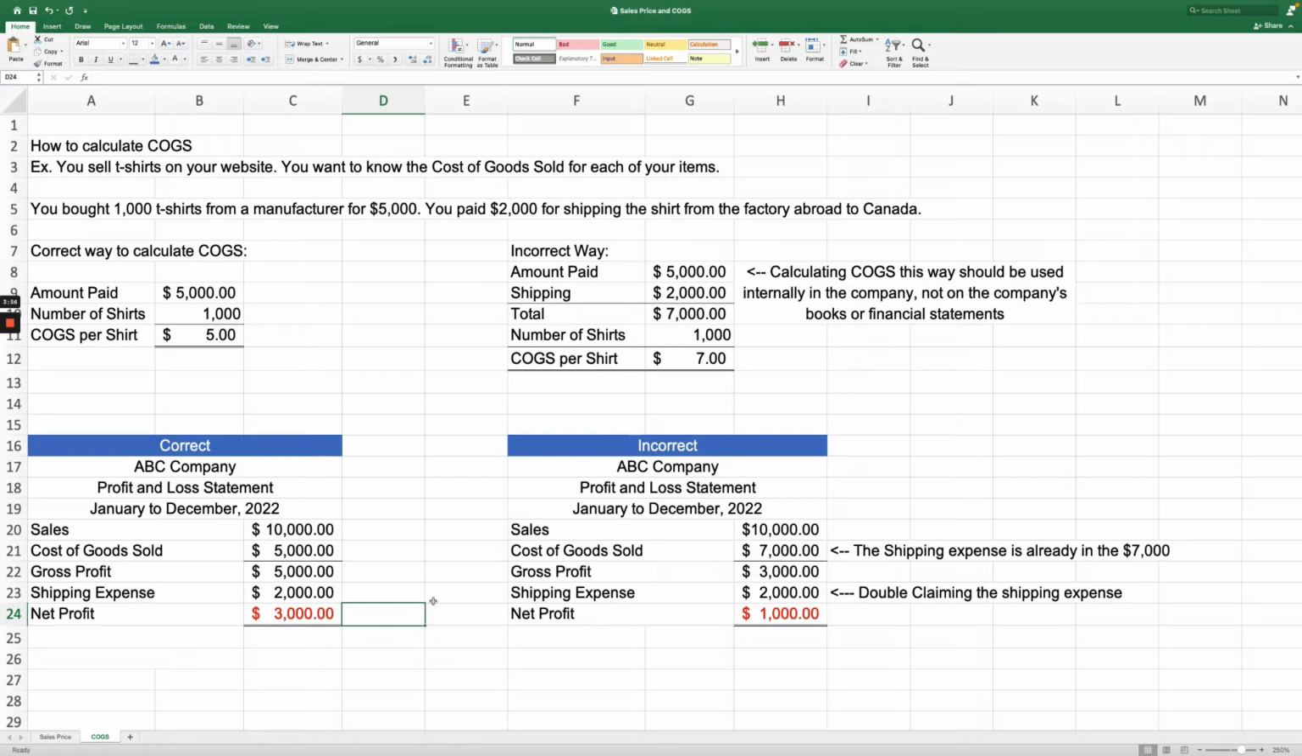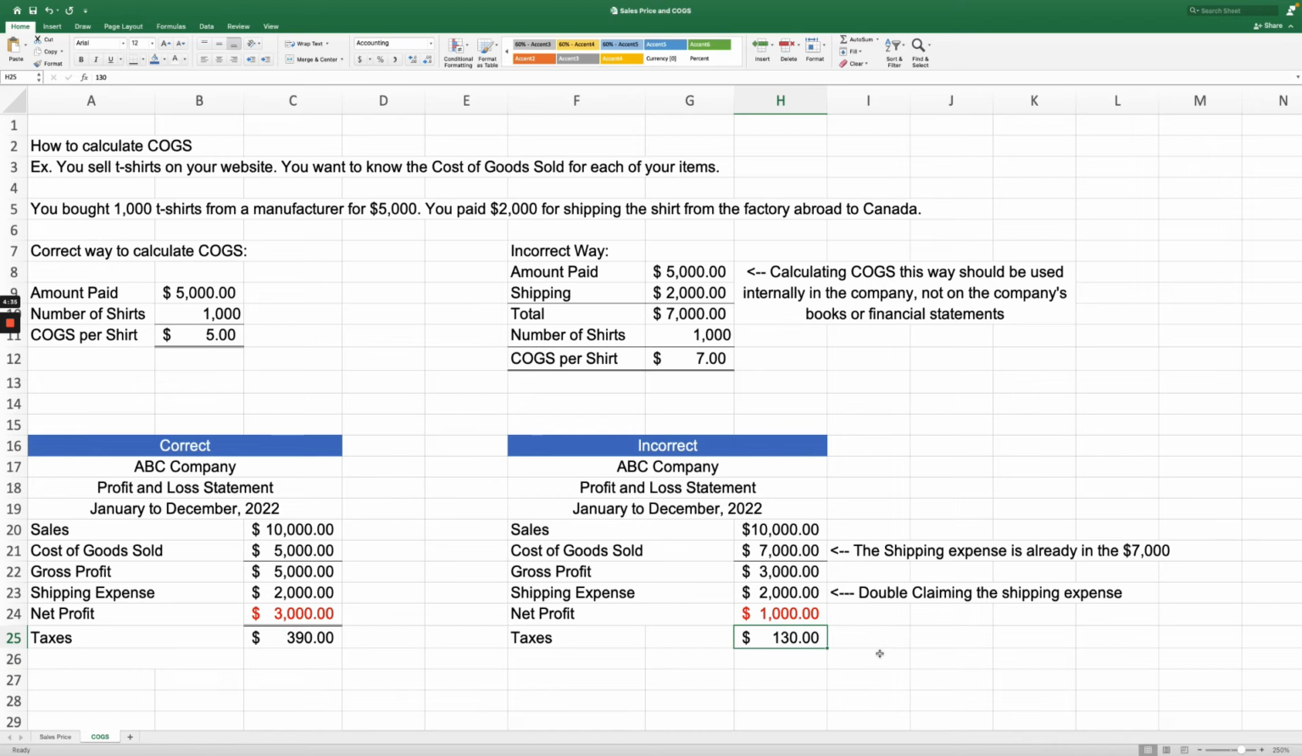And why tax evasion? Because let's say here in Canada, the corporate tax rate is 13%. You are going to pay $390 in taxes for the $3,000. And here, you're only going to pay $130 in taxes because, again, the taxes are 13%. So you can see you're paying way less taxes compared to this, and that is not the way to try to lower your taxes. Okay, guys, pay the correct amount of taxes.